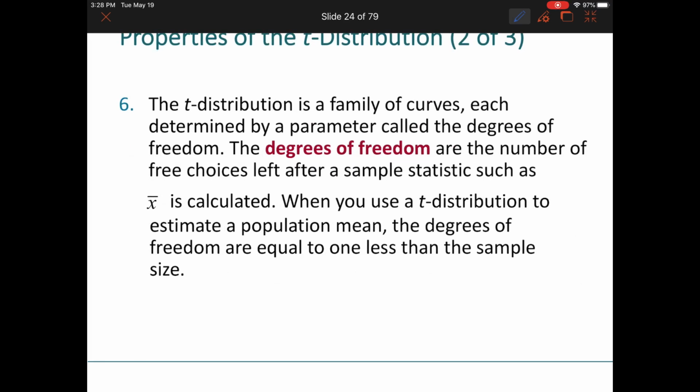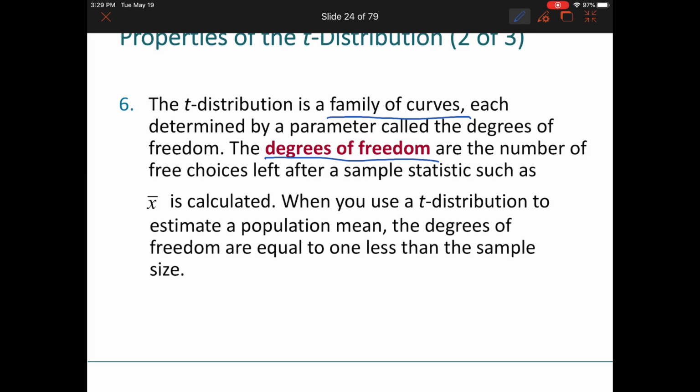Standard deviation varies with the sample size, but it is greater than 1, and our other book decided to give us a formula. We were not very interested in that. And the t-distribution is actually a family of curves, several curves kind of superimposed on each other, distinguished by the degrees of freedom.